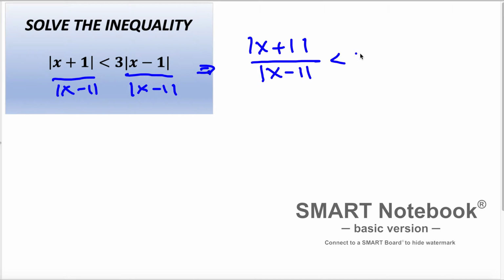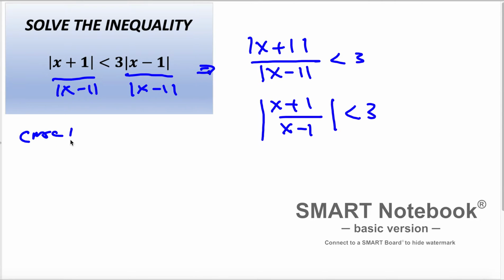is less than 3. But when we have this case, then we can write in this form everything with absolute value: the absolute value of x plus 1 divided by x minus 1 is less than 3. So now we have two cases. Case 1, we have x plus 1 divided by x minus 1 that is less than 3.